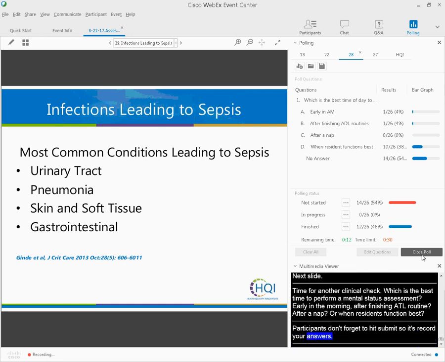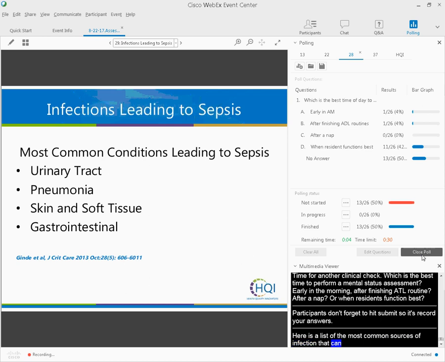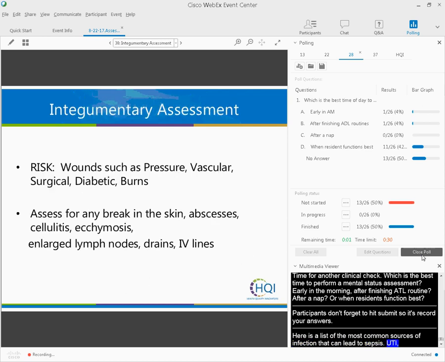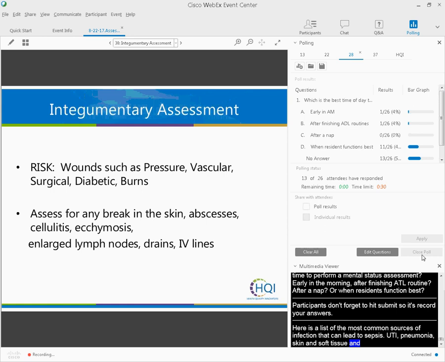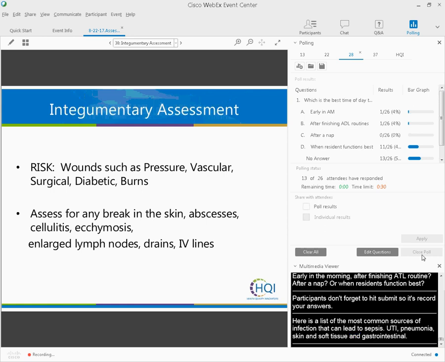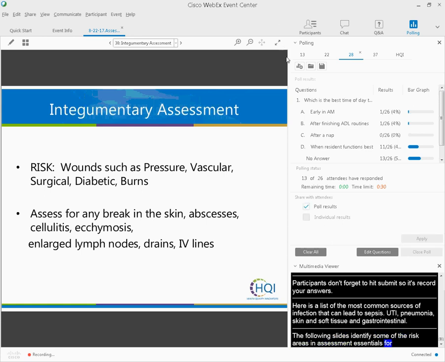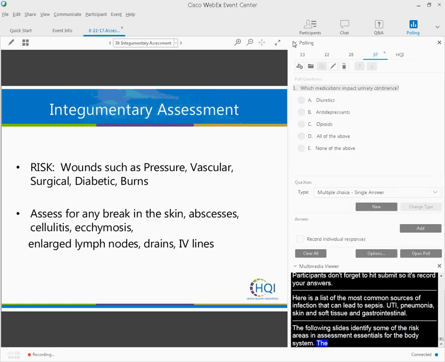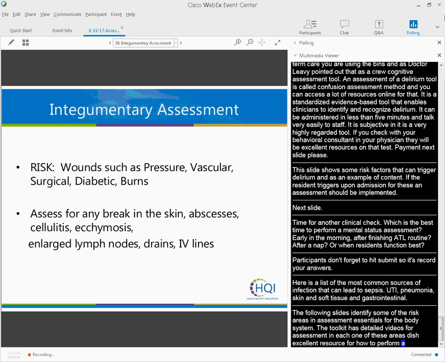Here's a list of the most common sources of infection that can lead to sepsis: UTI, pneumonia, skin and soft tissue, and gastrointestinal. Next slide, please. The following slides identify some of the risk areas and assessment essentials for the body systems. The toolkit has detailed videos for assessment in each one of these areas. Excellent resource for how to perform a physical assessment here. These are the types of criteria that you would add to one of your admission screening tools.